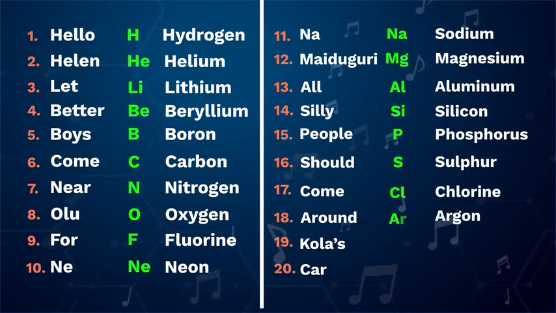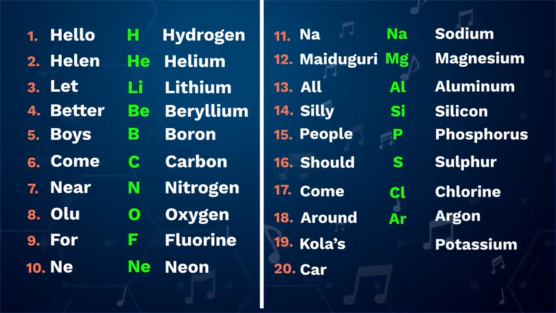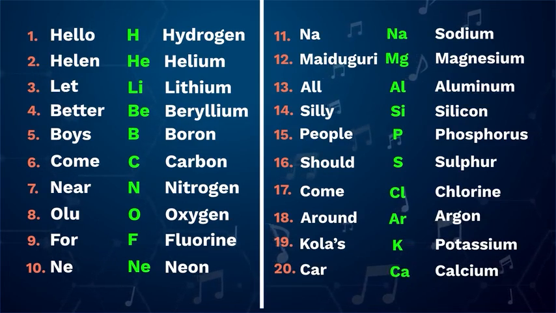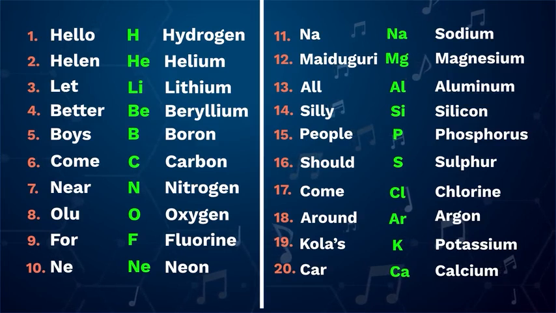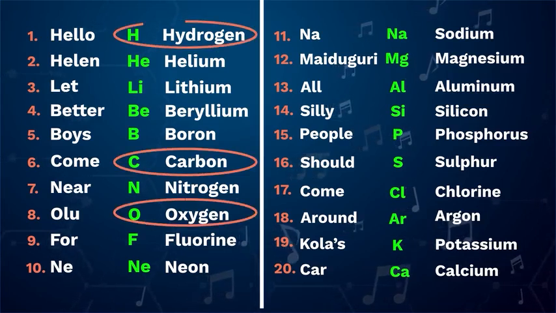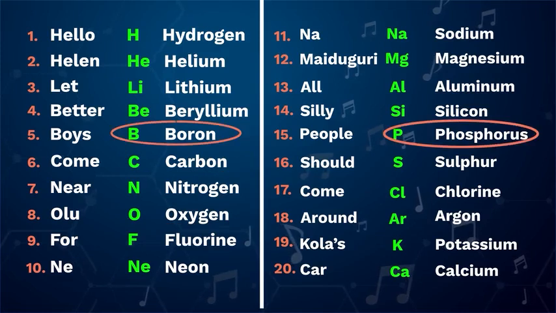Around, argon, symbol Ar. Color, potassium, symbol K. Ca, calcium, symbol Ca. Now, these first 20 elements include some of the most abundant elements in our universe, such as hydrogen, oxygen, and carbon, as well as some of the most unusual elements, phosphorus and boron.